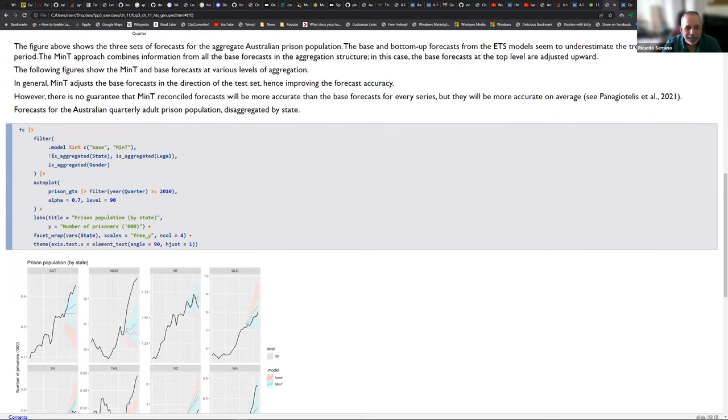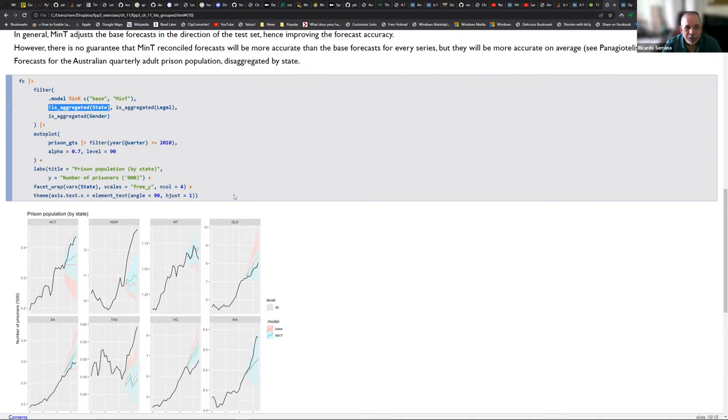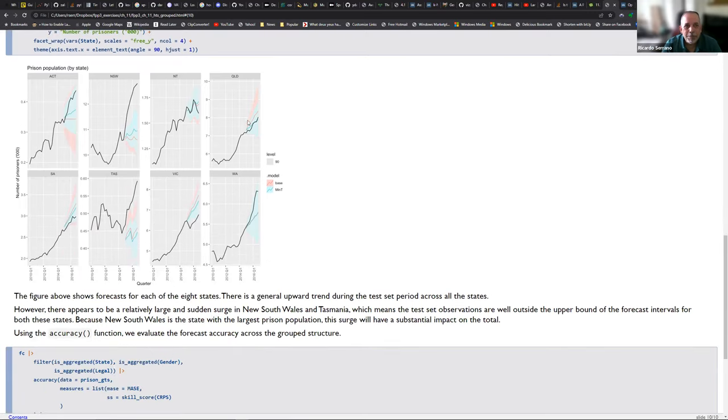So here, we don't aggregate by the states, so it can be used as a label, but we aggregate by the legal and the gender. When you turn it off, that means that's going to be your level of forecasting. So now we do the same thing. We do the forecast, we filter, we do the autoplot, and then we get the prison population by state. And now we see the individual forecasts, with the base and the MinT reconciliation for each of the states. Now, what do you see?